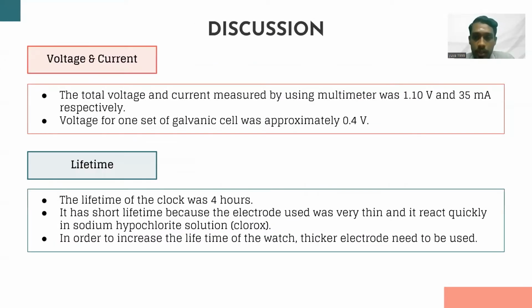Okay, so next, for the discussion, for the voltage and current, the total voltage and current measured by using the multimeter was 1.1 volt and 35 milliampere respectively. The voltage for one set of galvanic cell was approximately 0.4 volt only.